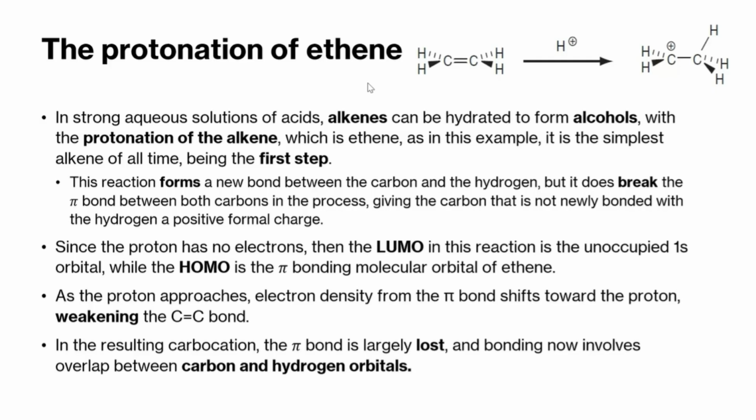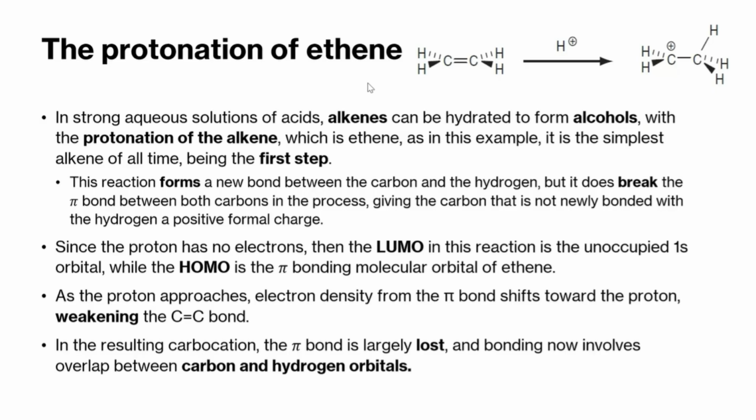Now, since the proton has no electrons, the LUMO in this reaction is the unoccupied 1s orbital, while the HOMO is the pi bonding molecular orbital of ethene. As the proton approaches, electron density from the pi bond will shift towards the proton, which will weaken that double bond between carbons. And in the resulting carbocation, that pi bond is largely lost, and bonding now involves overlap between carbon and hydrogen orbitals instead.